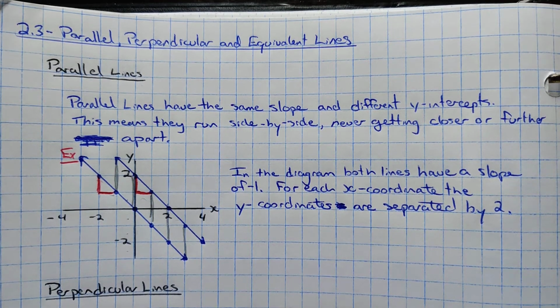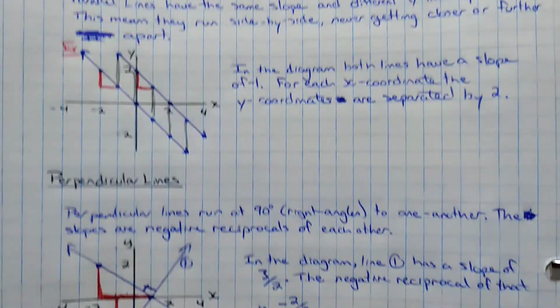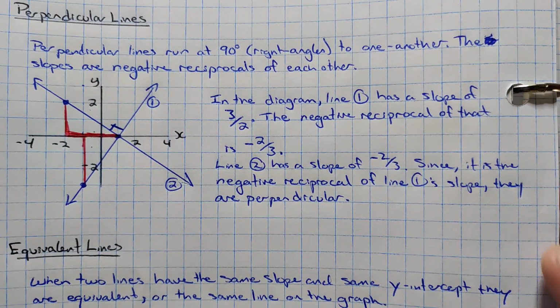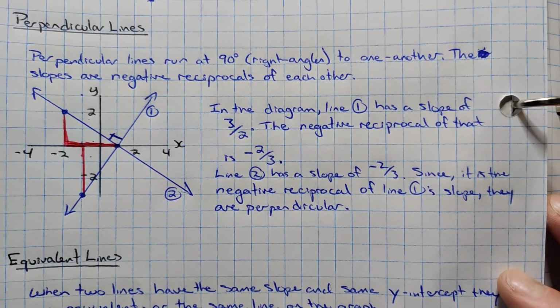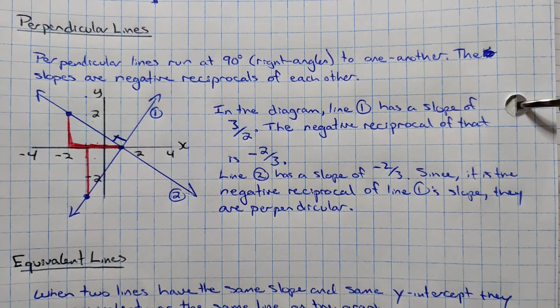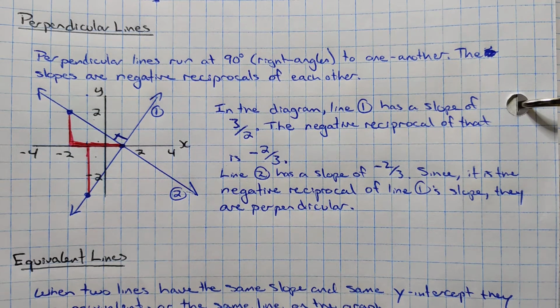Now, on top of parallel lines, we have perpendicular lines. Perpendicular lines run at 90-degree or right angles to one another. So they run at a perfect 90 degrees. No other angle works there. The slopes are negative reciprocals of each other.